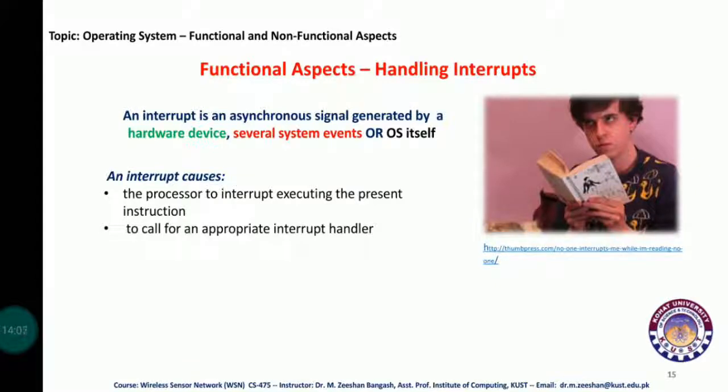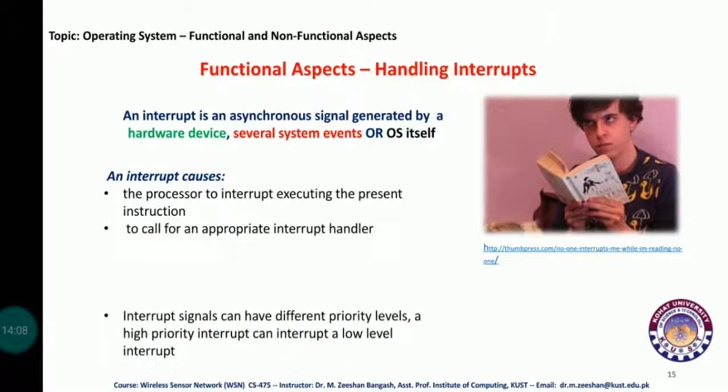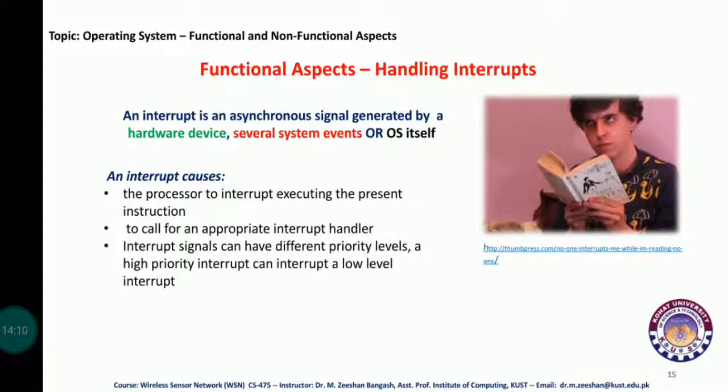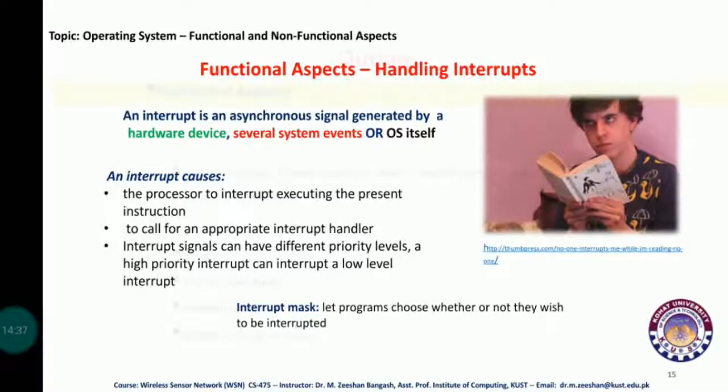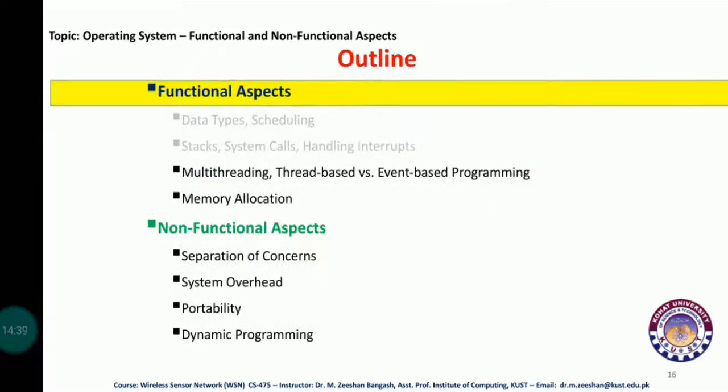An interrupt calls a particular interrupt handler to be executed, and interrupt signals can have varying priority levels, and on the basis of that the interrupts can be handled. High priority interrupts can interrupt low level interrupts. There's another concept, the interrupt mask, where the program decides while coding whether this program needs to be interrupted or not, and this is called the interrupt mask.